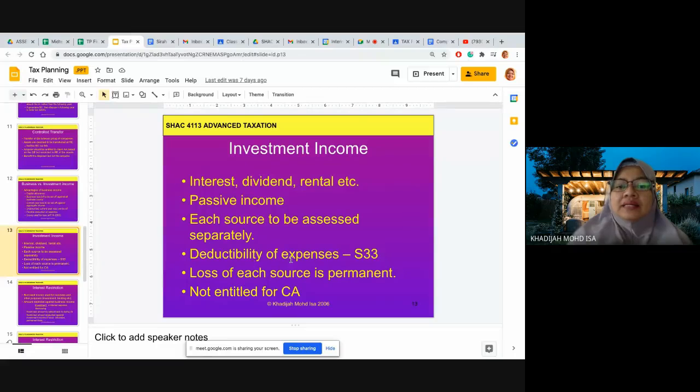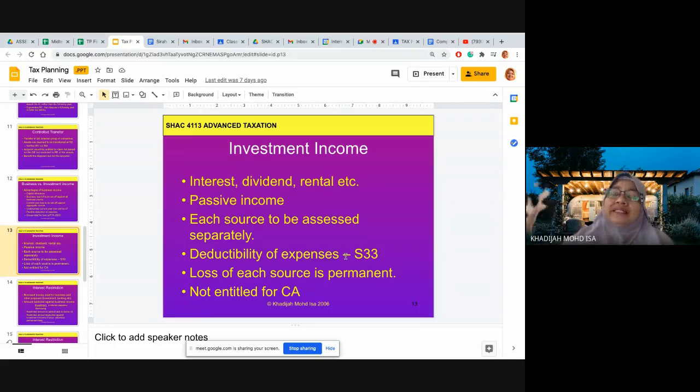Alright. Deductibility of expenses under investment income, it has to be section 33. So dalam ni dia tak ada section 34. Right? Kalau business income, you ada section 34. Dalam investment income, you don't have section 34. And if you have a loss, right? The loss is a permanent loss.